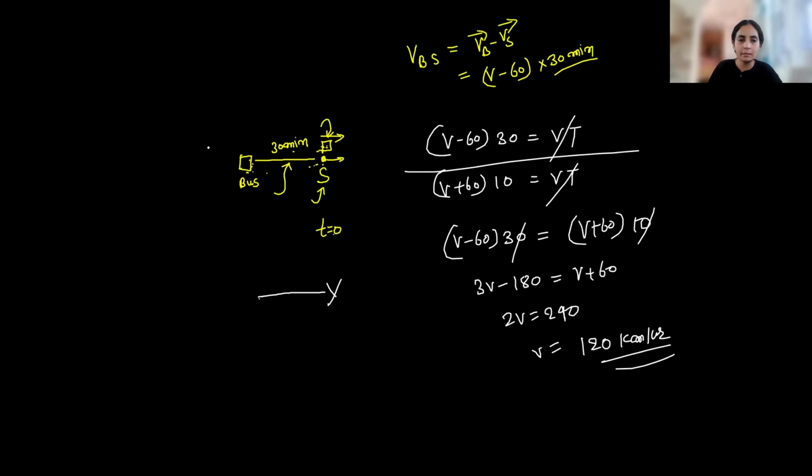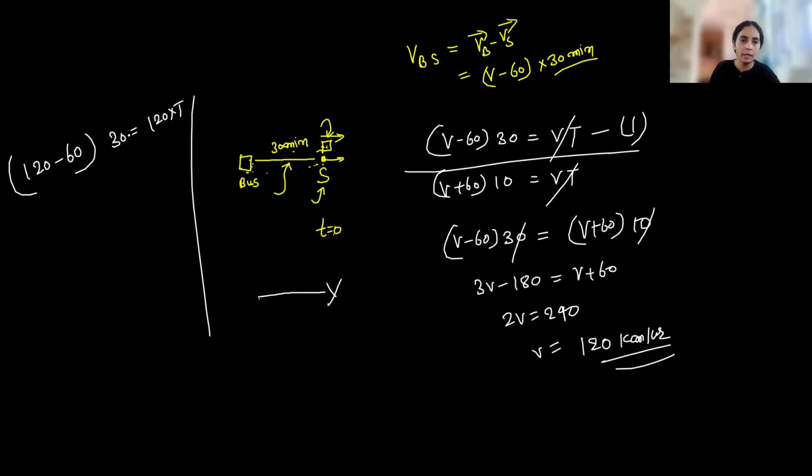Now what will be this t? Put the value in any one equation of t. I am utilizing the first equation. So v is equal to 120, minus 60 into 30 is equal to v into t, and v is 120 into t. So this will get cancelled. This is 4, so 4t is equal to 60. So t is equal to 15 minutes. So this is going to be your answer.